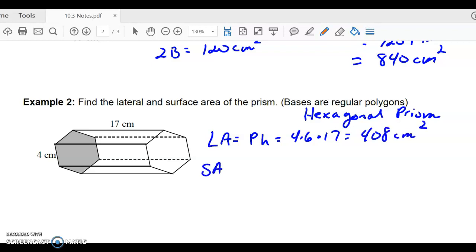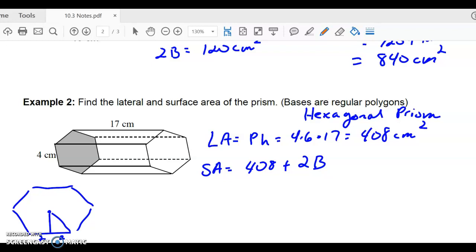The surface area is going to equal 408 plus 2 times the area of the base. Well, we have to figure out the area of the hexagon. This is where last chapter comes into play. We know that 1/2 AP. So if this is 4, we know we got 2 and 2, and we have a 60-degree angle here. So this would be 2 square root 3. So the area of the base would be 1/2 AP, which is 1/2 times 2 square root 3, times the perimeter of the base, which we already did above, which would be 24. So this would be 24 square root of 3.